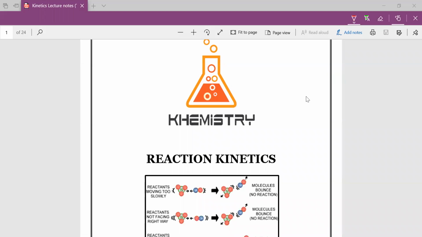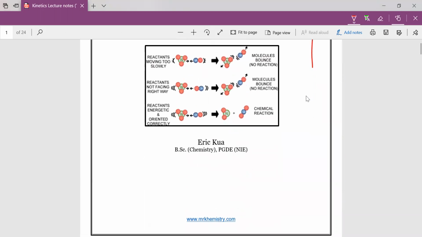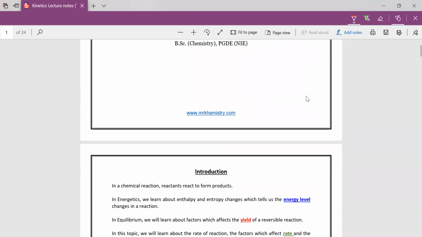All right, guys. Today we're going to continue with reaction kinetics. This is obviously something that you learned in secondary school before. It's actually simply your speed of reaction, how fast or how slow your chemical reactions are. All right. Without further ado, let's get down to it.